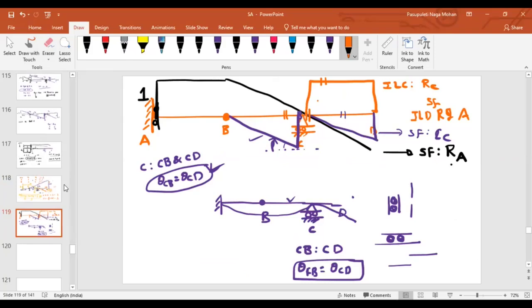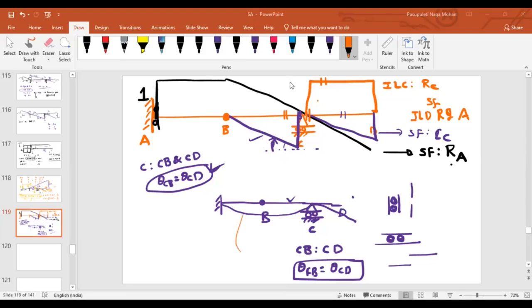Clear, Ramya, for you? Or Priyadarshini, for you? Any doubts? Ramya, are you okay with these diagrams or do you need any further explanation? Feel free to ask. Don't carry your doubts.